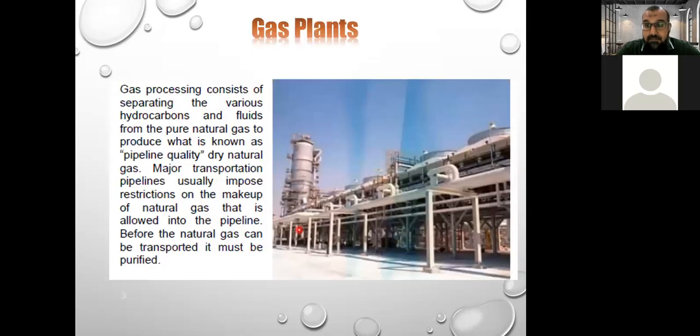A gas plant, for example, consists, as I said, of the separation of various hydrocarbons and flows from pure natural gas to products that are known as pipeline quality. The major transportation pipelines usually impose restrictions on the makeup of the natural gas that is allowed into the pipeline. So before natural gas can be transported, it must be purified first. Purified means that it is pure gas. They need to confirm it is pure gas.